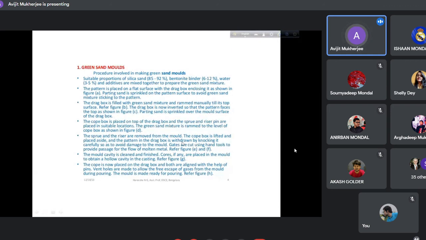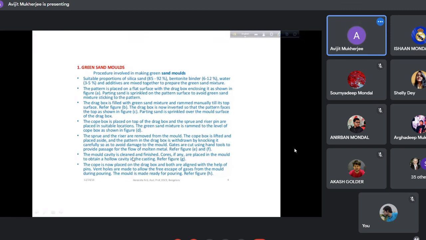How? Using one lifter and mallet. If it is a wooden pattern, use lifter and mallet. If it is a metallic pattern, then obviously you cannot insert a lifter by striking. So what is the remedy? There are some spike pins, so that is already attached. So that is possible to be lifted.